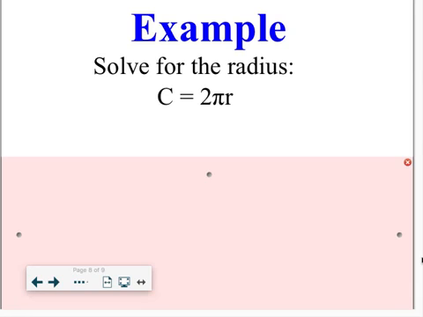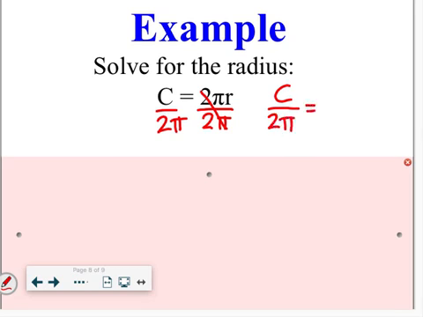Last thing we're going to talk about, same kind of idea. We have to solve for the radius. This is our circumference equation. So we want to get the radius, or the r value, by itself. In order to do that, we're going to divide both sides by 2 pi. So I end up with an answer of c over 2 pi is equal to r.